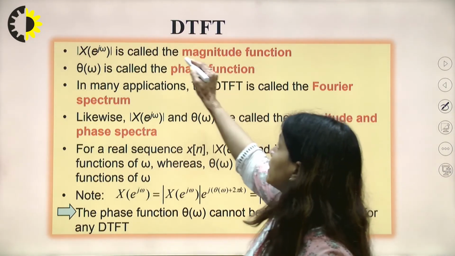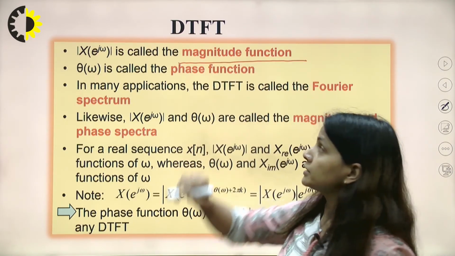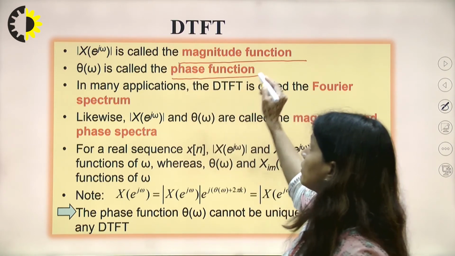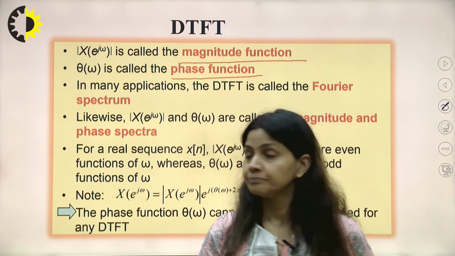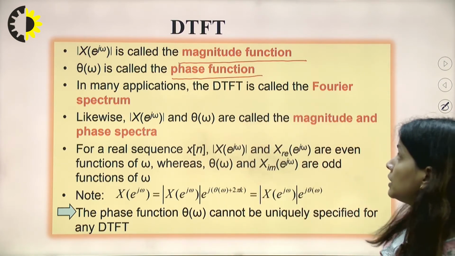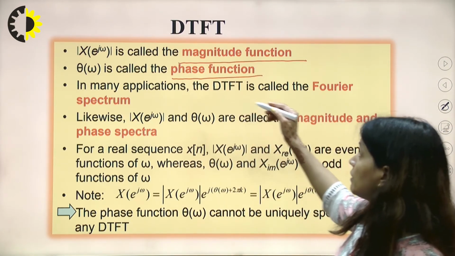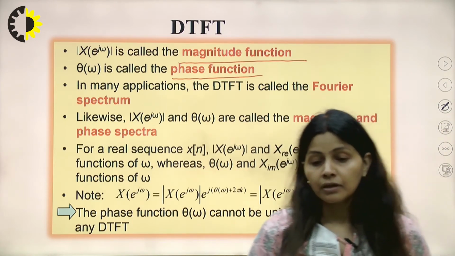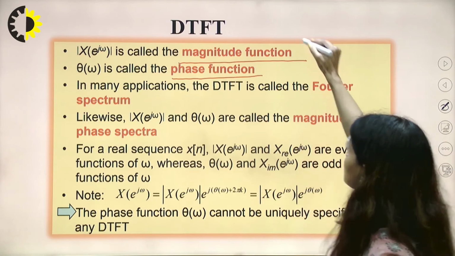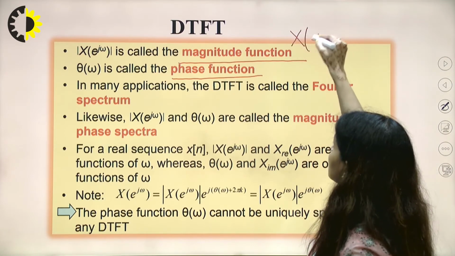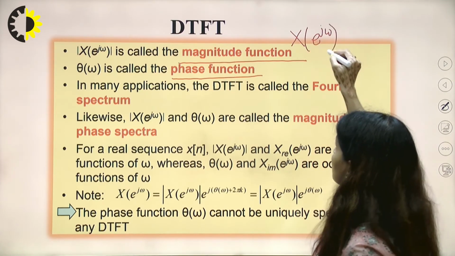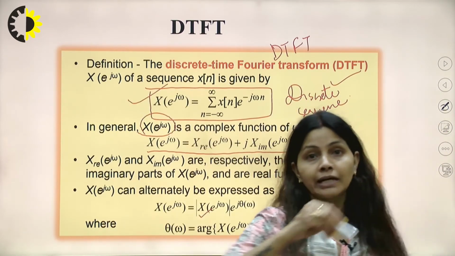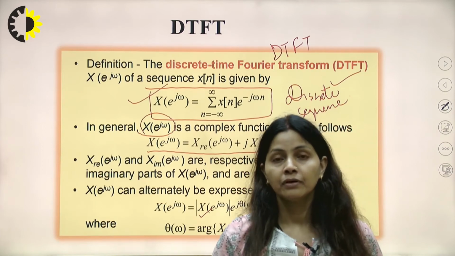Now, |X(e^jω)| is the magnitude function, as I have already mentioned, and θ(ω) is called the phase function. The DTFT is the Fourier spectrum. Whenever we calculate X(e^jω) by applying this particular formula, it is a continuous spectrum.